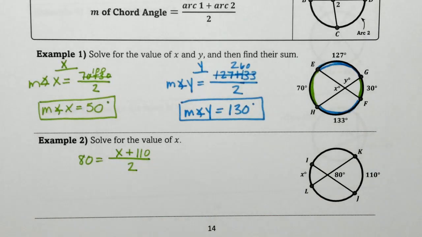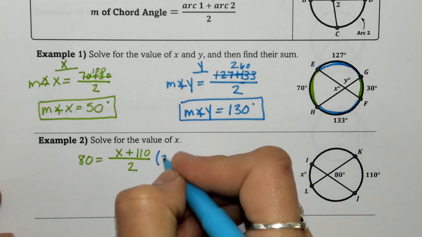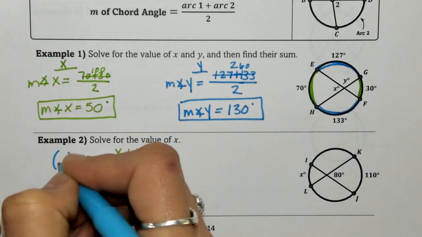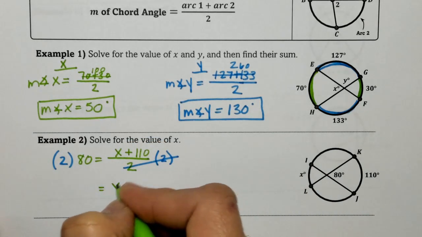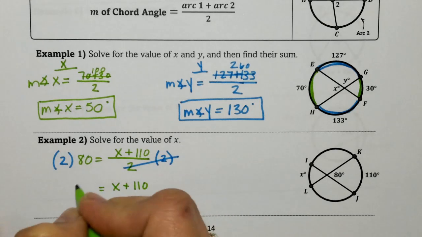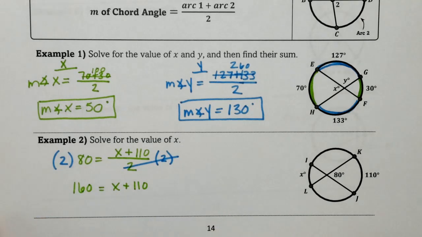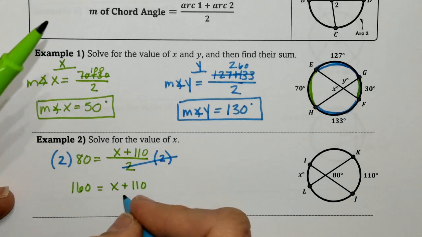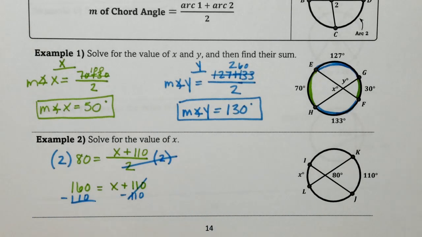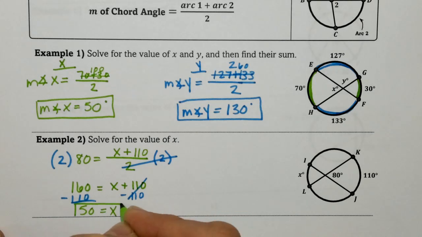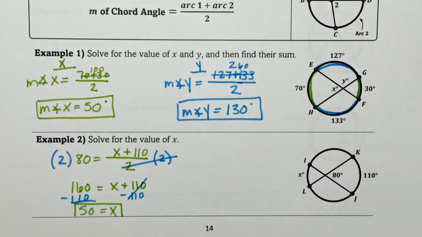You can set this up as a proportion and cross multiply, or we can just get rid of the 2 in the denominator by multiplying both sides. Either way should get you the same answer. These cancel, and all you have on the right is x plus 110. On the left, we now have 160. So now we just subtract that 110 from both sides, and our x is equal to 50. So that will be that arc measurement.